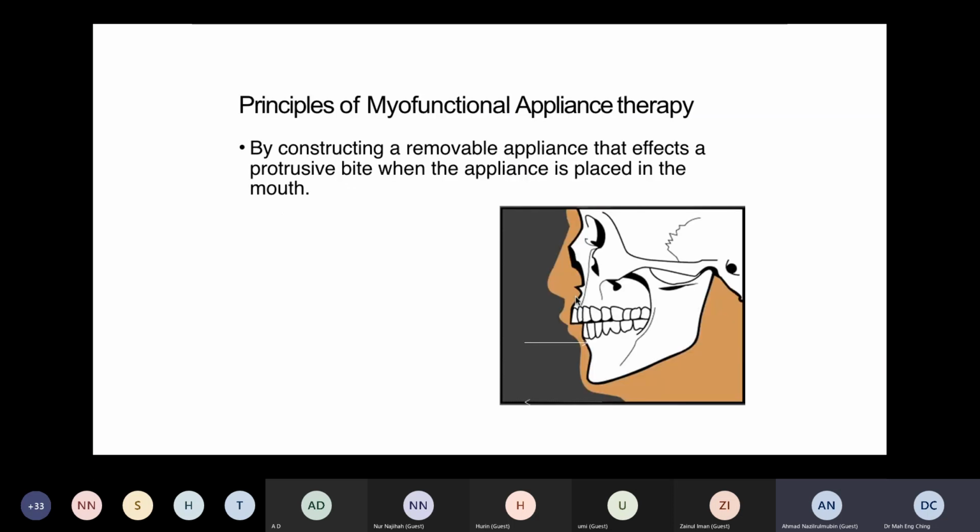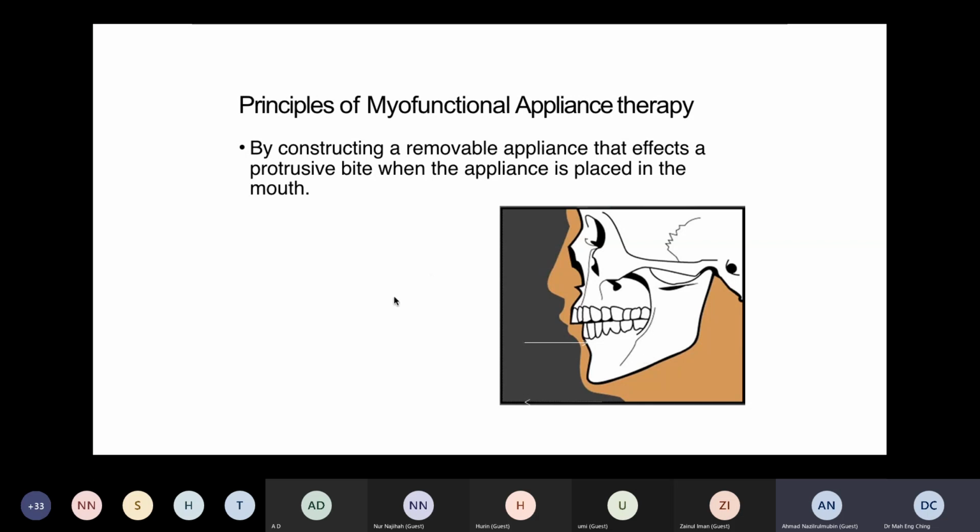The principle of myofunctional appliance therapy is constructing a removable appliance that effects a protrusive bite when the appliance is placed in the mouth. Whenever you place this myofunctional appliance in the mouth, with the same principle, it brings the lower jaw forward. Then hopefully, by creating force from the muscle, it will pull the top teeth back and the bottom teeth forward, or pull the upper jaw back and the lower jaw forward.